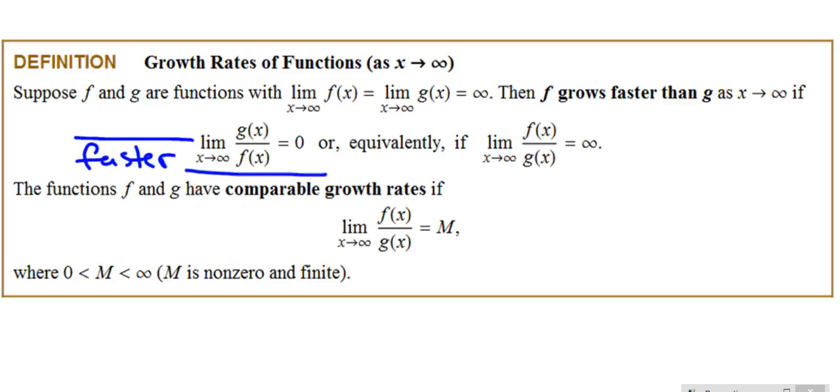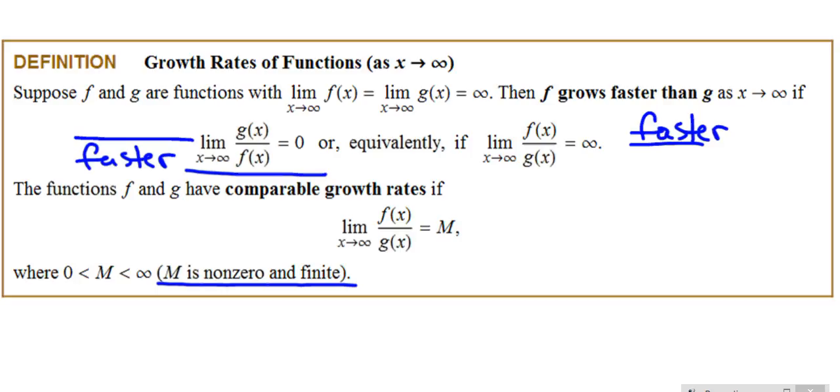It was like having a constant in the numerator and then plugging in infinity in the denominator, we approach 0. And then it says equivalently, if we stick f of x in the numerator and g of x in the denominator and it goes to infinity, it still means f of x grew faster. It depends where you plug into the numerator and denominator, which function, and how this value goes. If it goes to an actual number, where m is non-zero and finite, it means they're comparable growth rates. They're growing at the exact same rate.